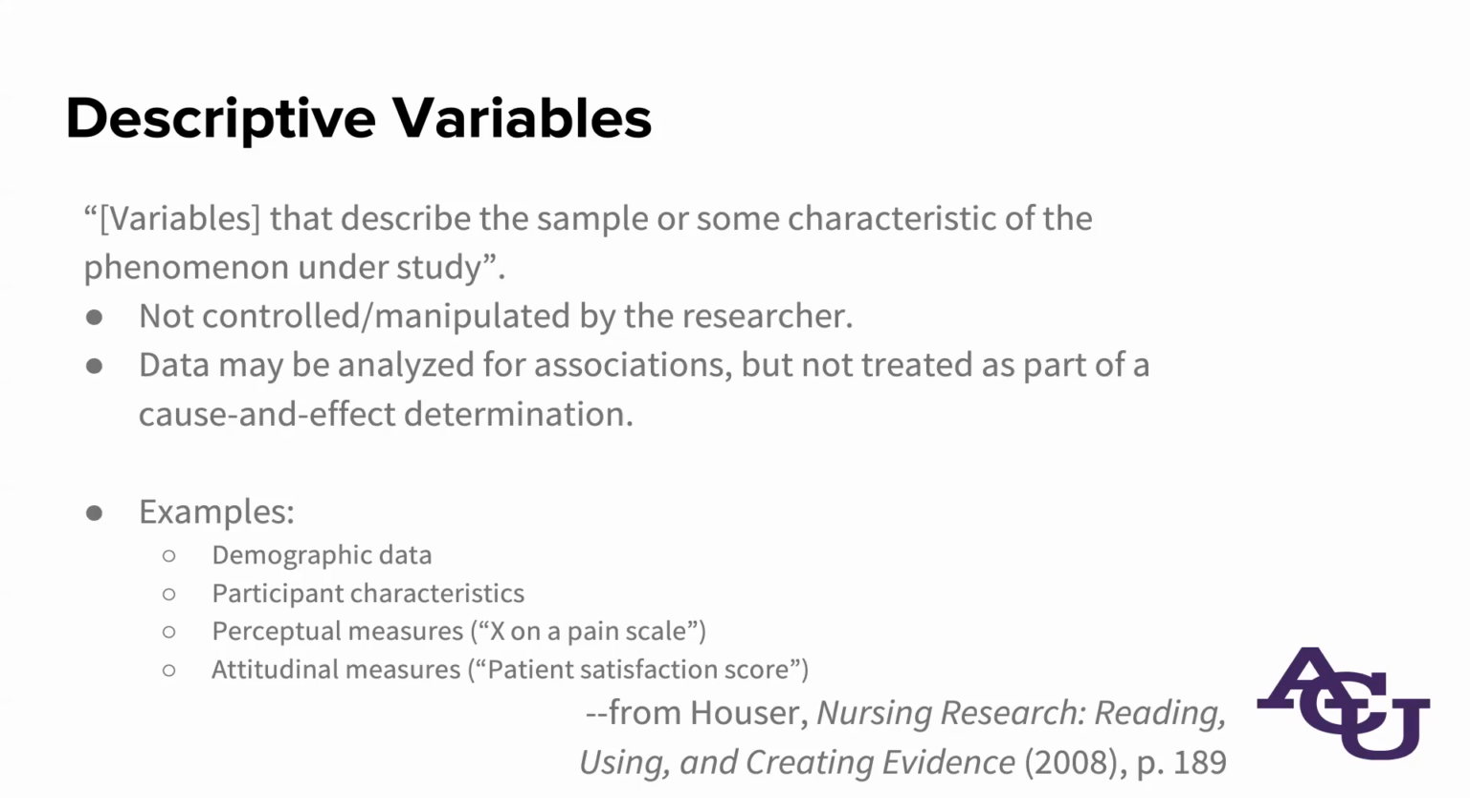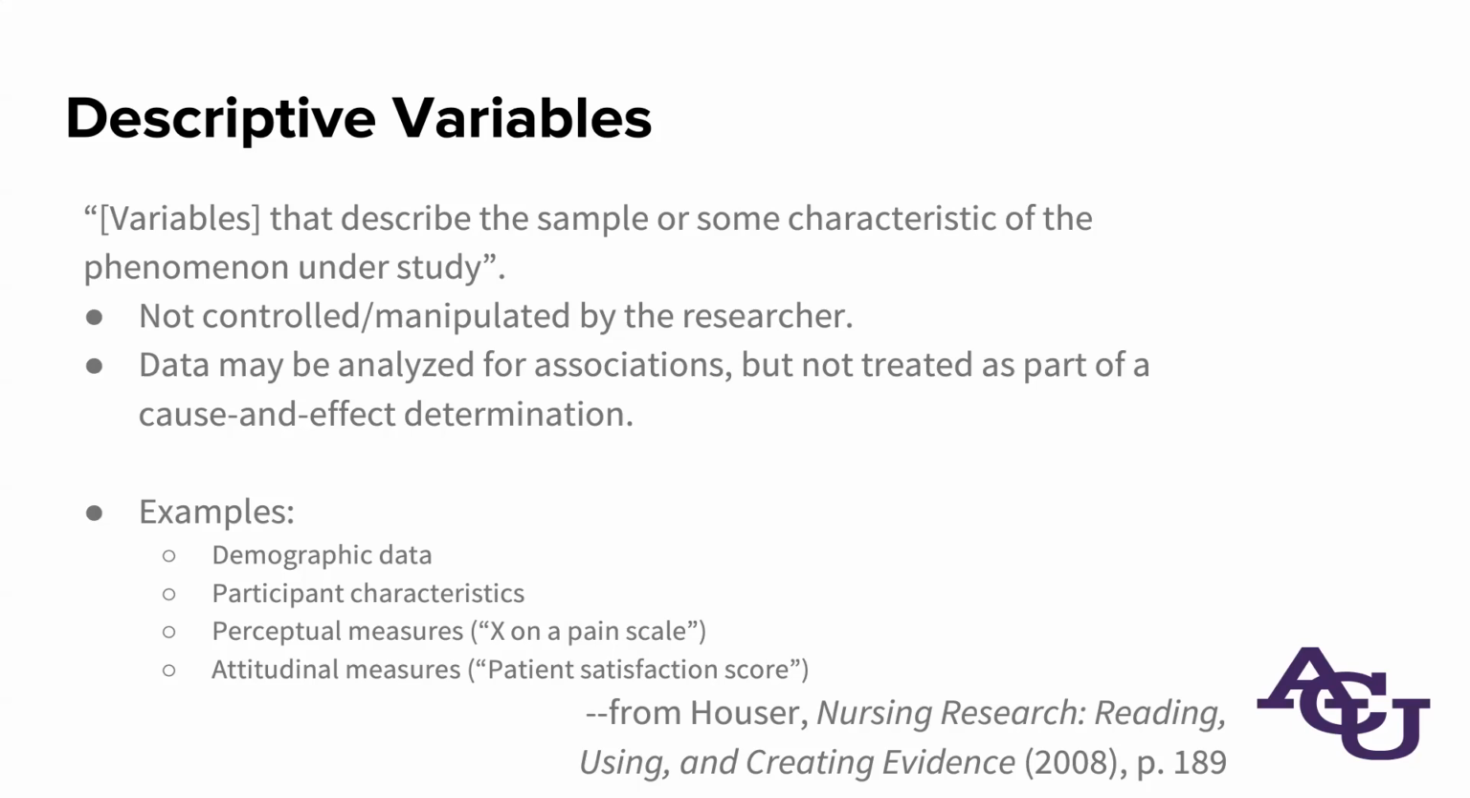So these descriptive variables, you can analyze them to see if there are some associations, but you're not looking at them as cause and effect, at least not for the purpose of what we're doing. Now, there are different types of studies that may be looking for different things, and we'll talk about that more in a bit, because if you are trying to look for correlations, that's different from if you're trying to prove causation.